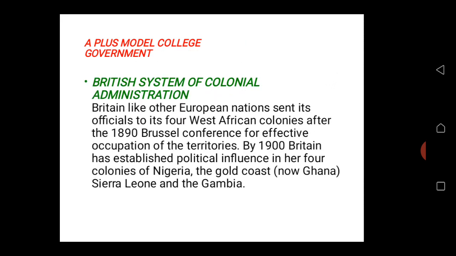Then we also have the British system of colonial administration. Britain, like other European nations, sent its colonial administrators to its 4 West African colonies after the 1890 Brussels Conference for effective occupation of territories. By 1900, Britain had established political influence in 4 colonies: we have Nigeria, the Gold Coast, which is now called Ghana, Sierra Leone and the Gambia. The Gold Coast was formerly called Gold Coast, but now it is called Ghana.